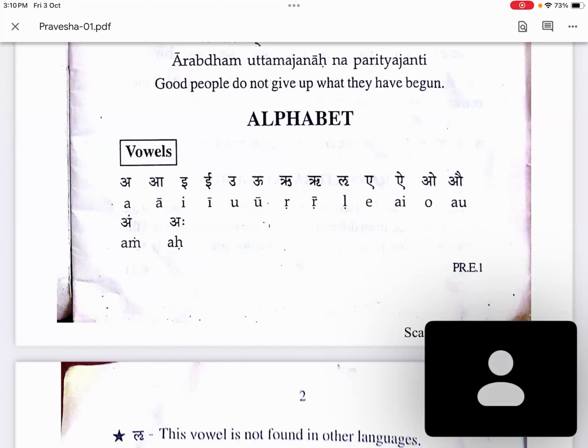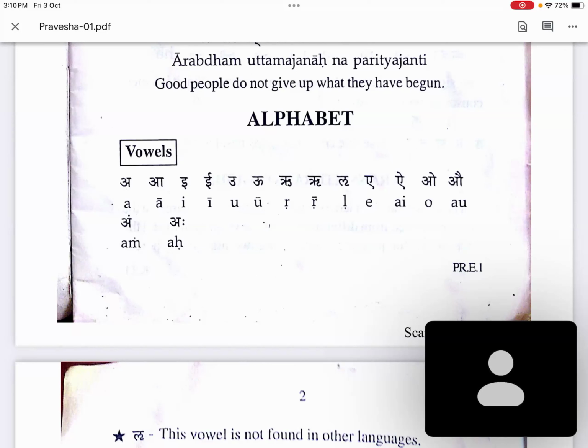Actually, am and aha are joined here in the vowels. But generally, if you have to write, you should not write them in the Swaraksharam. For easy learning, it has been given in the Pravesha. I told you, Pravesha means entering. You are just entering the study of the Sanskrit language, that is why.